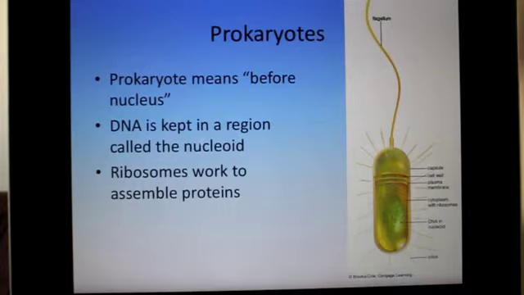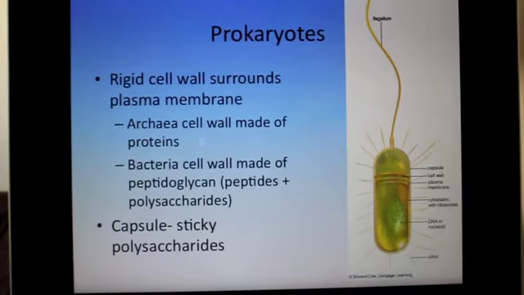And inside the cell there are ribosomes that are going around here loose, and those work to make protein. There's a rigid cell wall that goes outside of the plasma membrane. So the plasma membrane, the two-layer thing that we saw, is on the inside, and then there's a cell wall outside of it. The archaea have a cell wall made of proteins. The bacteria have a cell wall made of the fun-to-pronounce peptidoglycan.